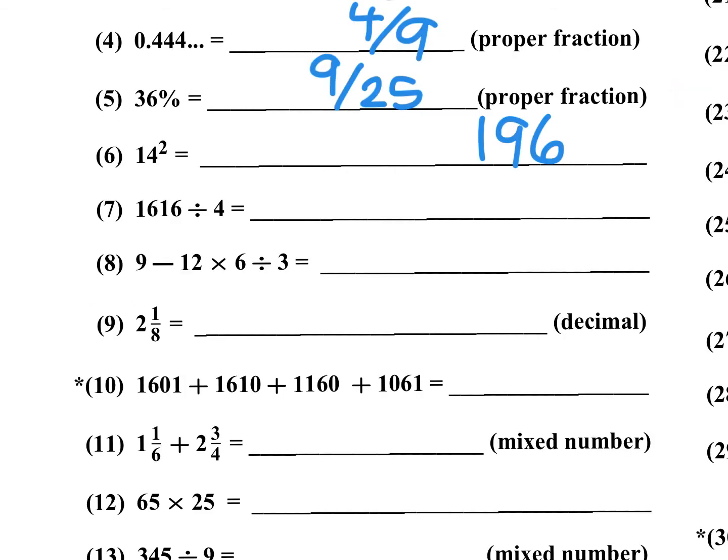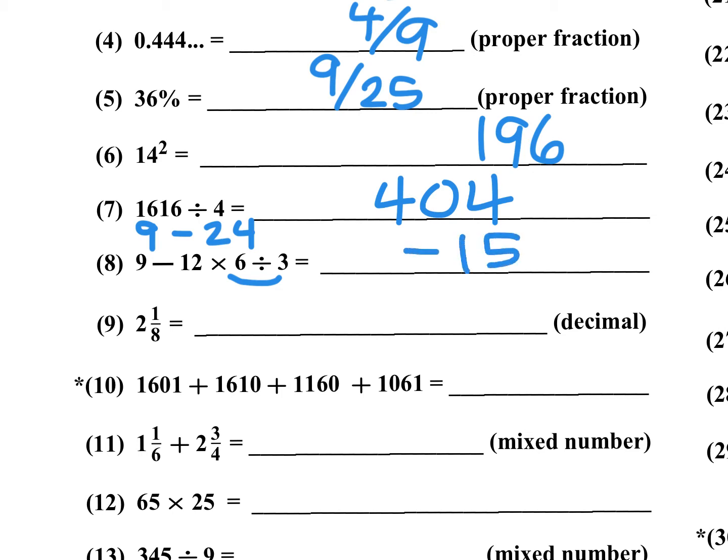Okay, number 7, you have 1616 divided by 4. 4 goes into 16 4 times, and then 4 goes into 1, 0, and then 4 into 16 is 4. So that'd be 404. Number 8, we need to use the order of operations, multiply and divide first. So you're going to have 12 times 6, 72 divided by 3 is 24. Or you could do 6 divided by 3 is 2, times 12 is 24. So regardless, you're going to have 9 minus 24. So it looks like you have to borrow. What I would do is add 1 to each one to make that 10 minus 25, and that would be negative 15.